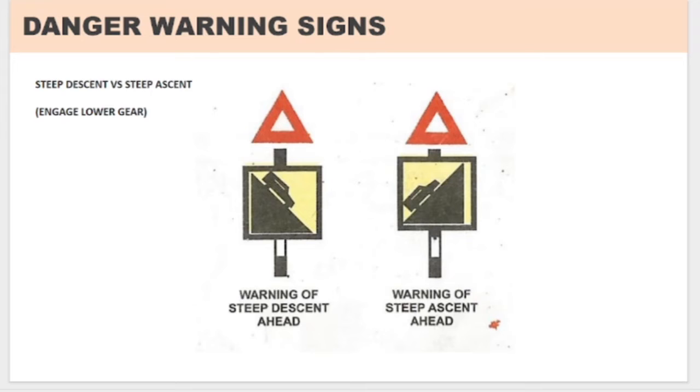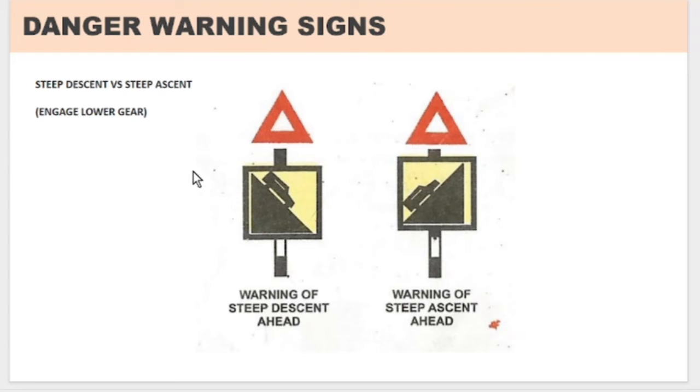Steep descent just means that you are going down, as you can see here, and it's a steep descent. And a steep ascent just means that you are going up. Okay, so this is a warning of a steep descent, this is a warning of a steep ascent. So do take note of that.